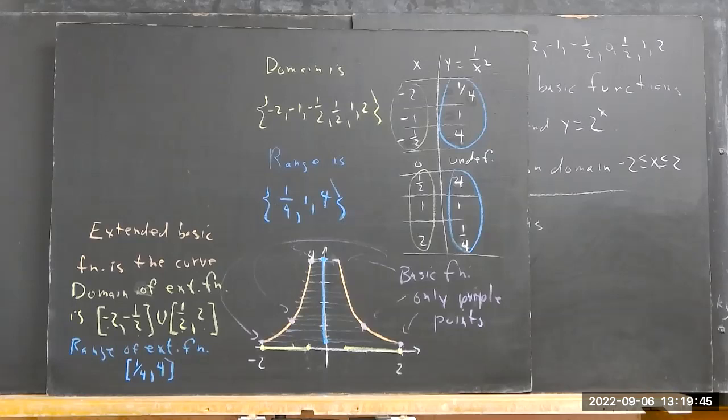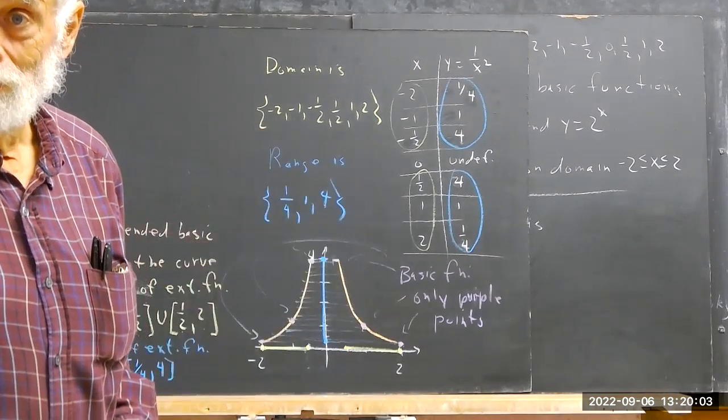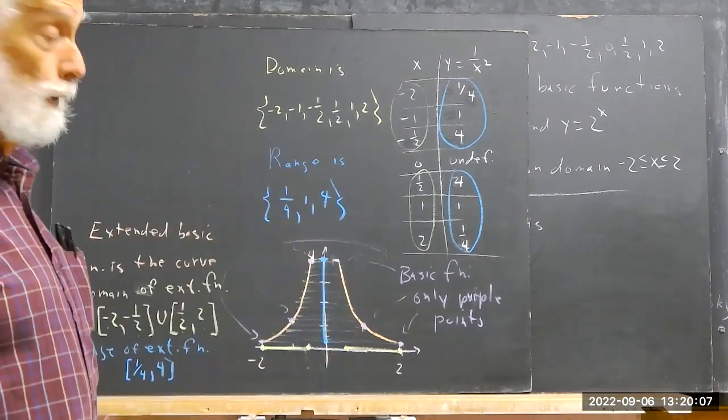Now, that's the idea of domain and range. So you should be able to do the domain and range. Tell me what the domain and range of each basic function is. The domain and range of each basic function will consist of, okay, sometimes only 6, sometimes only 3.